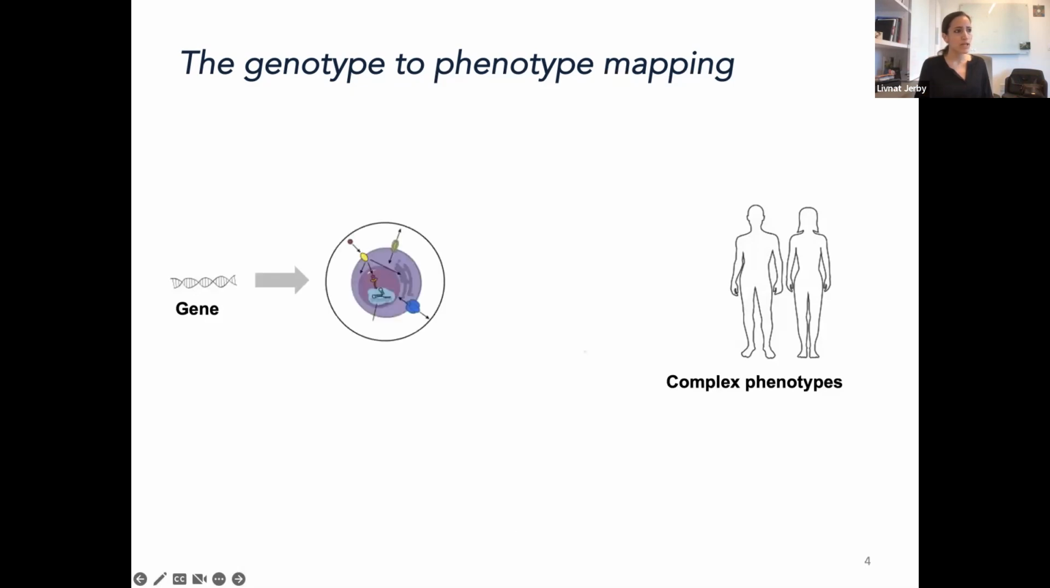Now, fortunately, we now have systems such as CRISPR that allow us to probe different genes and to measure the effect that they have on well-defined phenotypes. And these are usually phenotypes at the cellular level, whether it's fitness under different conditions or a specific molecular readout.